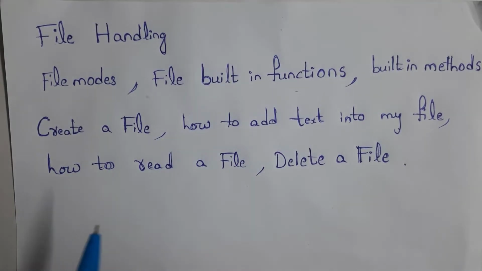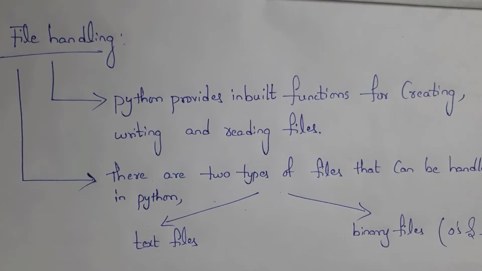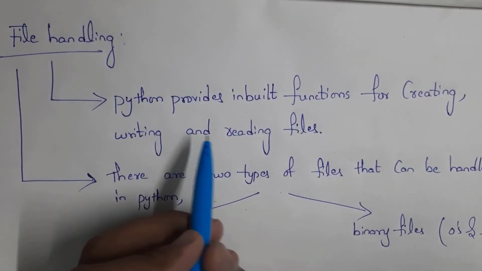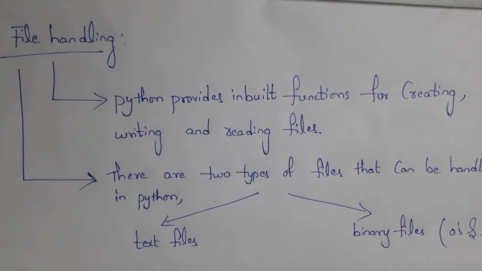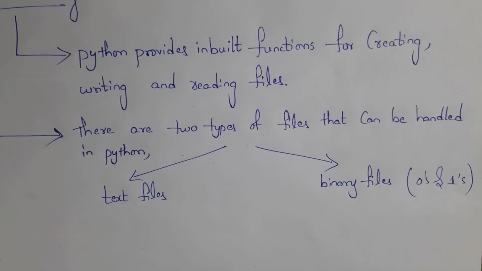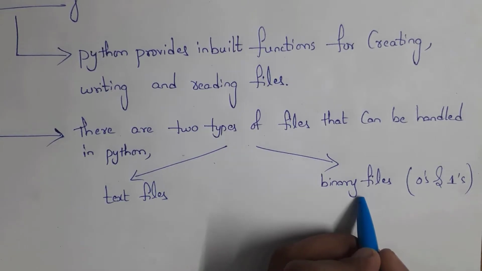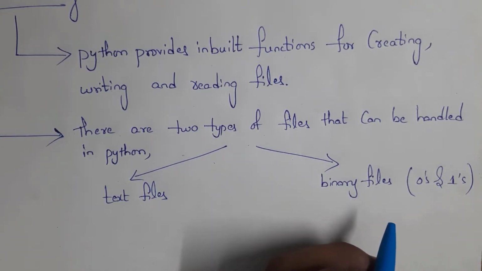Let's get started. At first I will explain file handling in Python. Python provides inbuilt functions for creating, writing and reading files. Python contains various types of built-in functions. By using those functions, we can create files, we can write data into those files and we can read those files. By using Python programming, we can handle two types of files. They are text files and binary files. Binary files are written in binary language, that is in the form of zeros and ones.